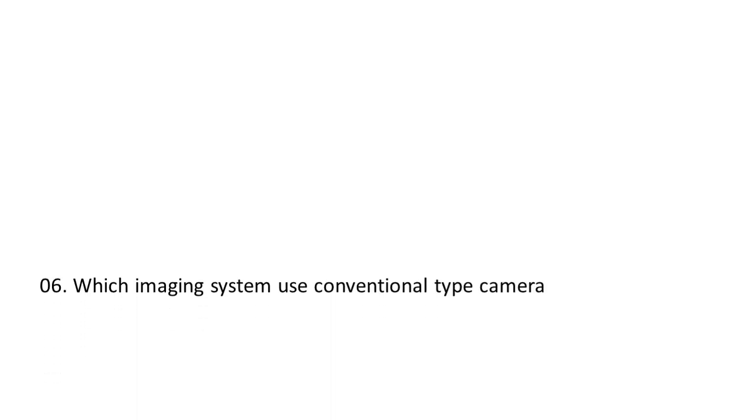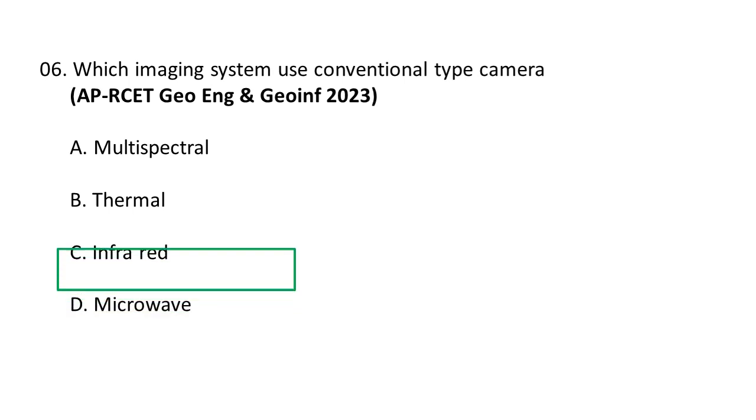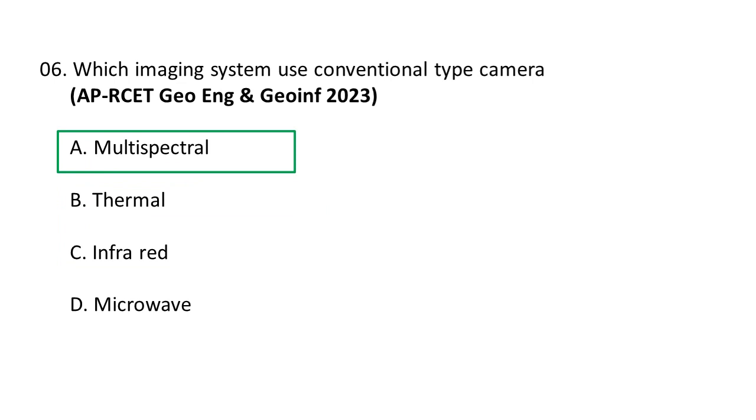Next question. Which imaging system uses a conventional type camera? The choices are A. Multispectral, B. Thermal, C. Infrared, D. Microwave. So the correct option is A. Multispectral. A multispectral camera captures images in different bands of the light spectrum, which is beyond what our eyes can see, and this means that it can capture information in colors that we cannot normally perceive. On the other hand, a thermal imaging camera captures the infrared radiation emitted by the objects. So A. Multispectral is the correct option.